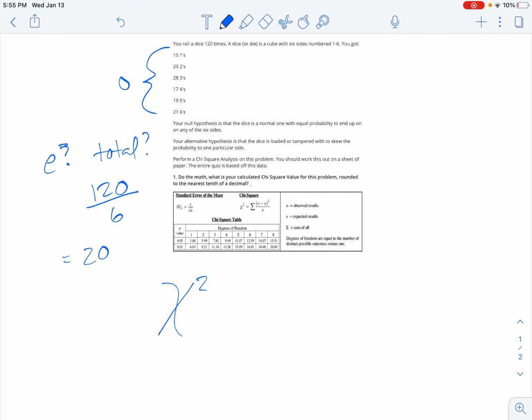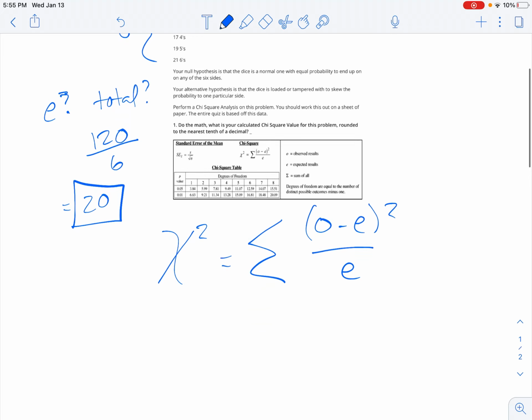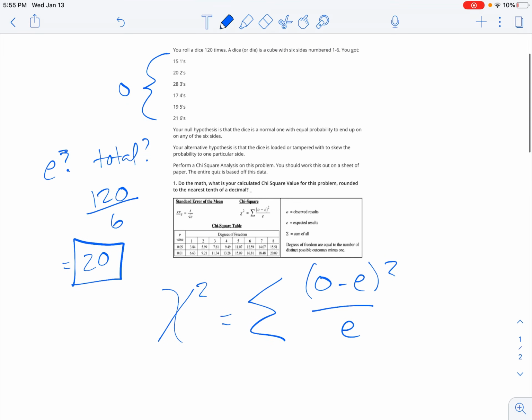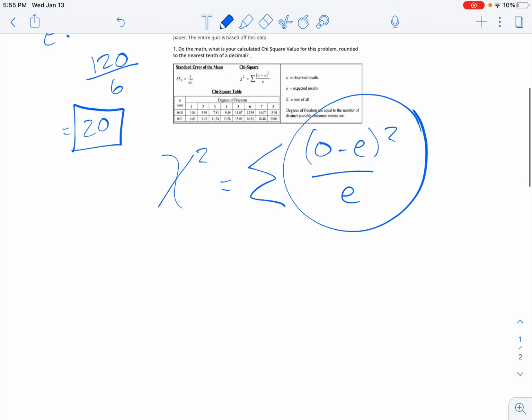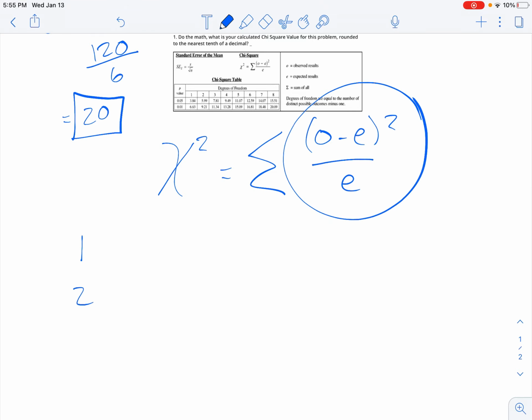So the chi-square is going to equal the sum of the observed minus expected, squared, divided by expected. Well, observed is given to us. We now know our expected value for each of the 1 through 6 numbers is 20, because the total was 120, divided by 6 is 20. Now we can do this, and we're going to do this 6 times, because there are 6 sides of the dice. We have to set up observed minus expected squared divided by expected for each particular number. So I'm just going to go ahead and do that.